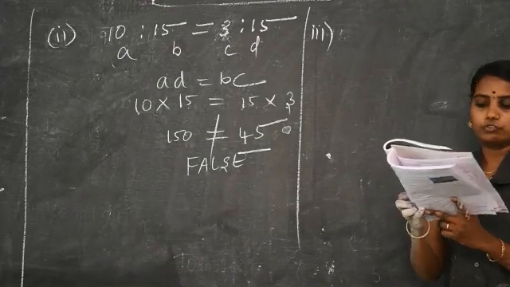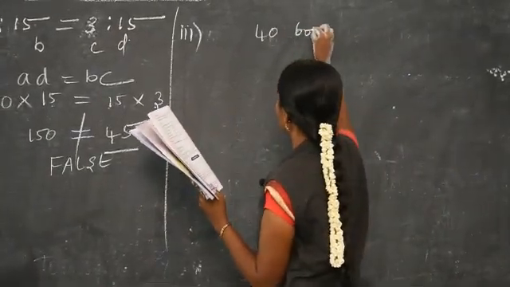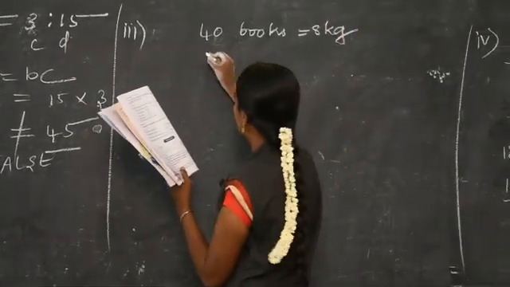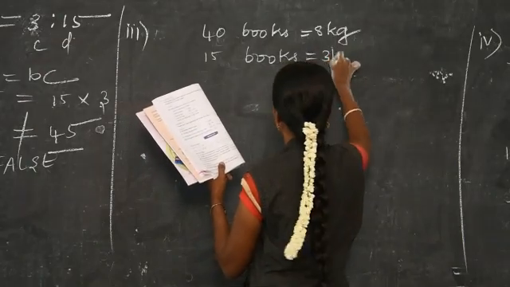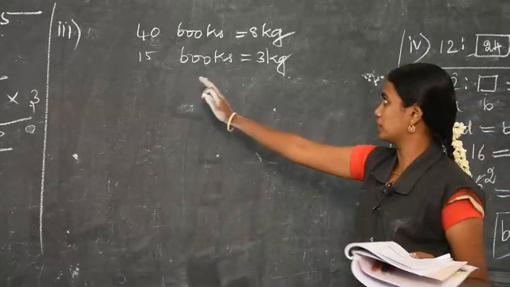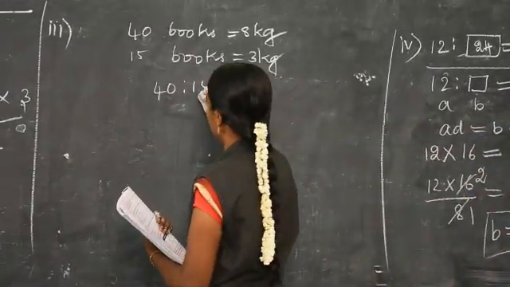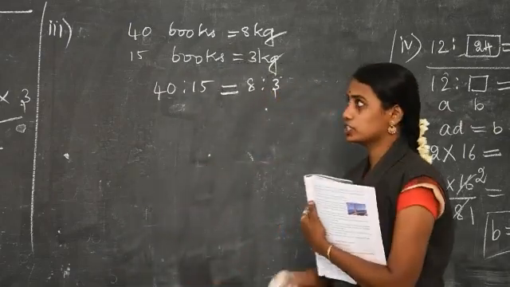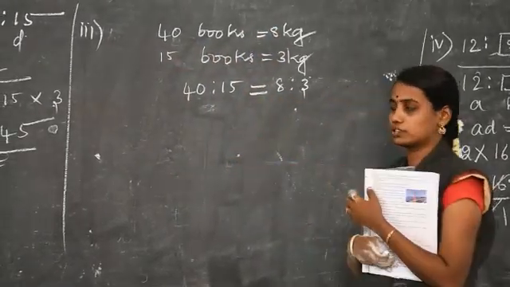If the weight of 40 books is 8 kg, and 15 books is 3 kg. Okay, you can solve in the proportion method. Books one side, kg one side, ratio, right? 40 is to 15, 8 is to 3. Okay, don't change the order. 40, 15, 8, 3. Don't change it and write, answer will not be given.